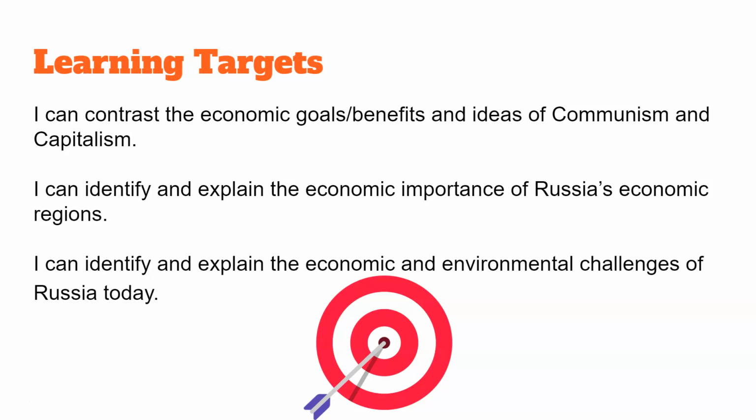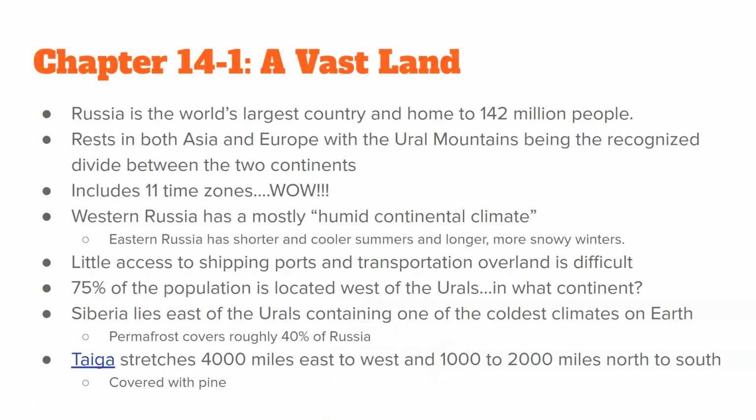We're also going to be able to identify and explain the economic importance of Russia's economic regions, what they are, what they look like, where they're located, and of course what they bring to the Russian economy. We're also going to identify and explain the economic as well as the environmental challenges of Russia today, particularly the transition from communism to capitalism, and the effects that the economy has on Russia and its people.